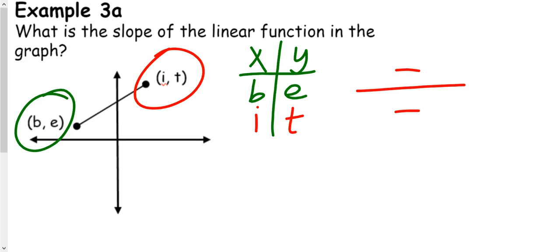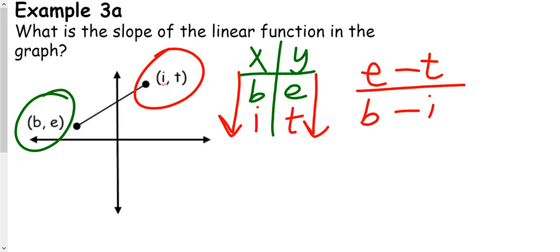So then let's go ahead and do our subtraction. What am I going to put on the top of the fraction if I'm subtracting down? E minus T. And so what goes in the bottom? E minus I. Good.